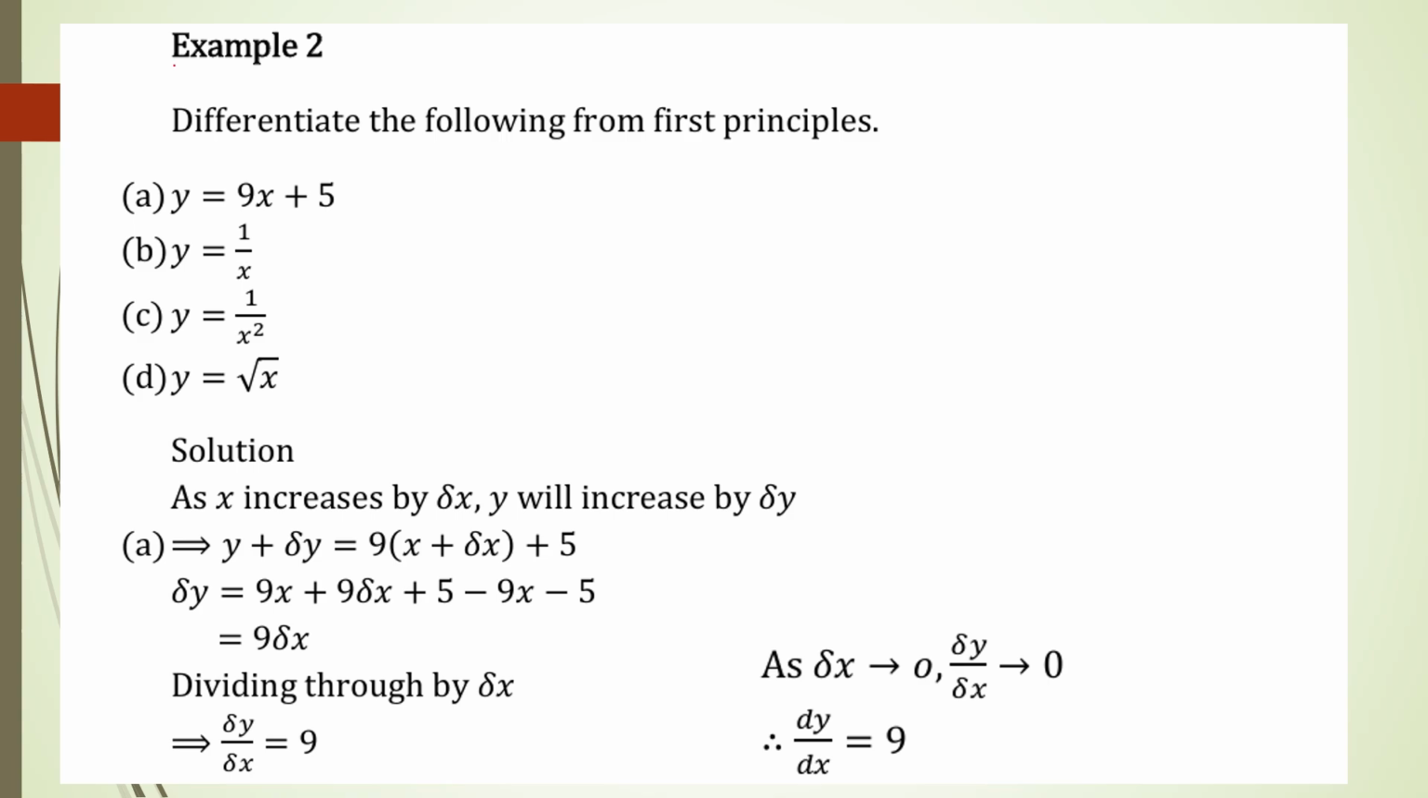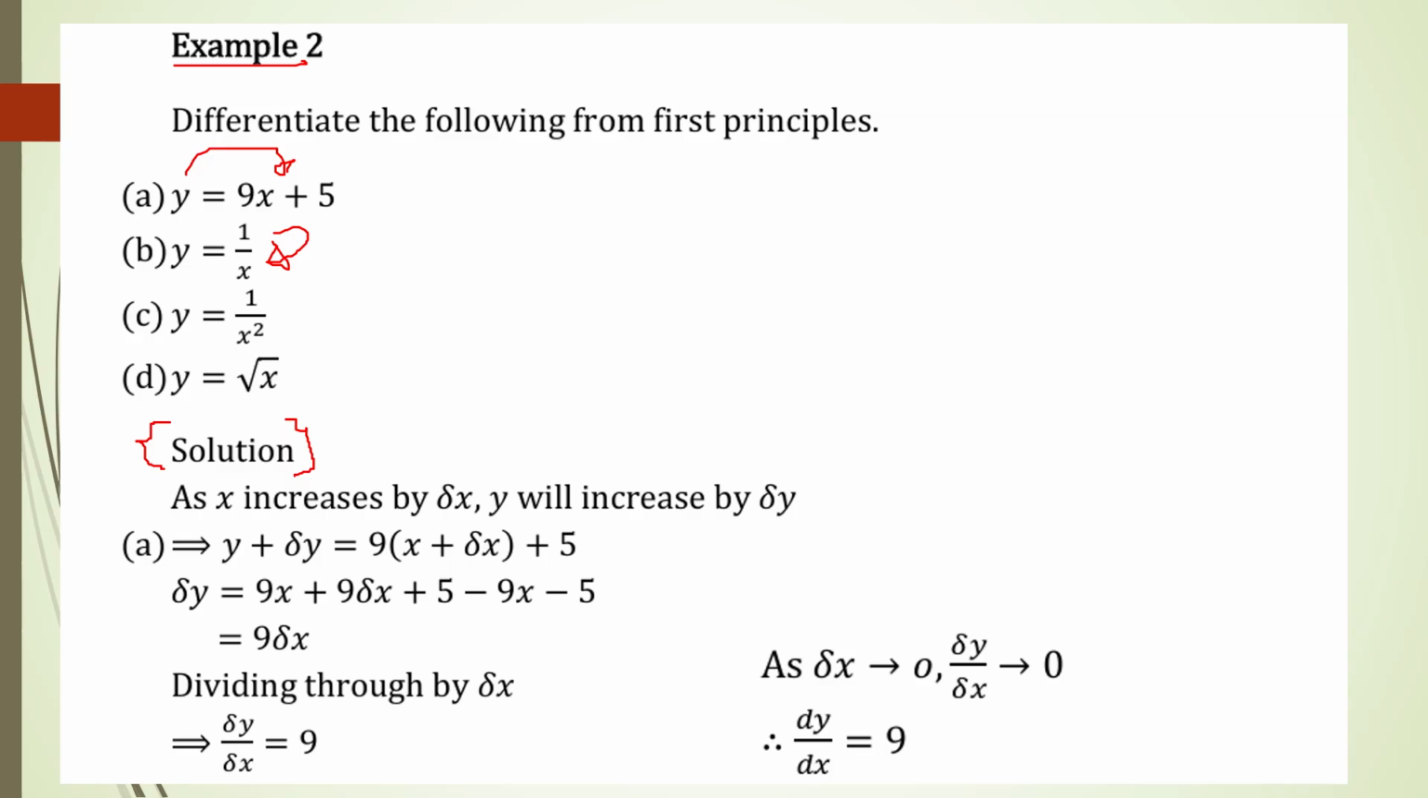Now looking at example 2, we are supposed to differentiate from first principles the following items. Part A, y being equal to 9x plus 5, then part B, y being the reciprocal of x, and then part C, y being equal to 1 over x squared. You're going to differentiate all these from first principles. Now remember, I told you that first principles is always about adding small changes or delta values to the respective parameters that you are dealing with.